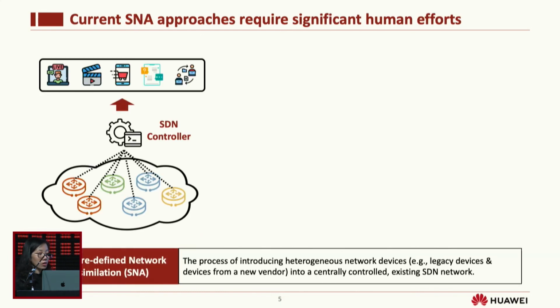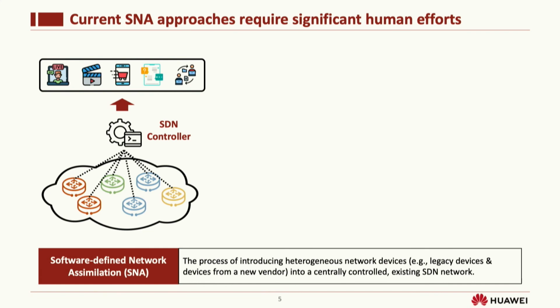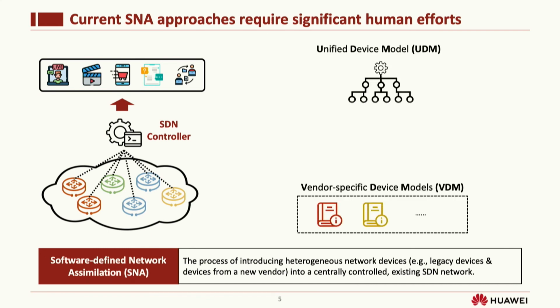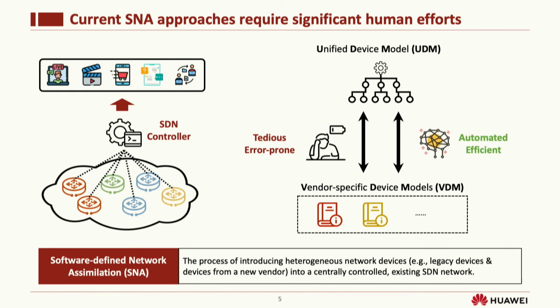And this is a process of introducing heterogeneous network devices into a centrally controlled existing soft-defined network. And we define this process as soft-defined network assimilation, SNA in short. The key problem here is the mismatch between two configuration models, the heterogeneous vendor device models and the unified model at the controller. And the current SNA process requires significant human effort to bridge them. And we seek a more automatic and efficient manner to accelerate this process and liberate network operators from most tedious tasks.